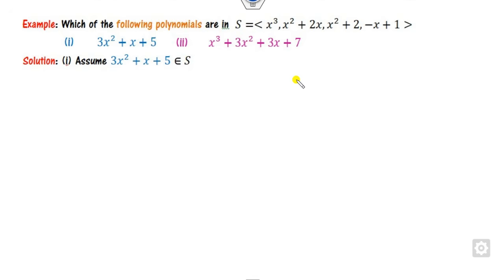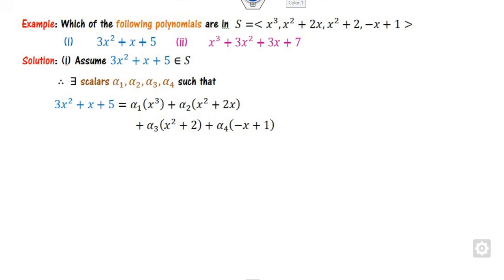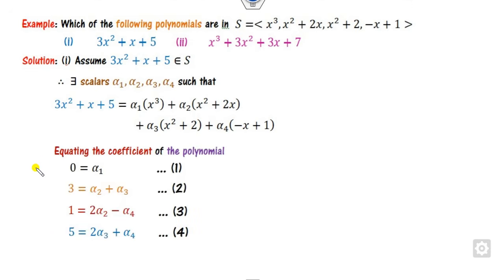Again, very simple. Assume that firstly it lies in the span. If it lies in the s, it means your target is to find the values of the alpha i. If you are able to find them, then you can say yes, it belongs. Otherwise, it's a no. To find the values of the alpha, you can equate the coefficients of x cube, x square, x, and the constant. You can easily see that from equation number 1, you can get alpha 1. Can you find the value of alpha 2 from here?